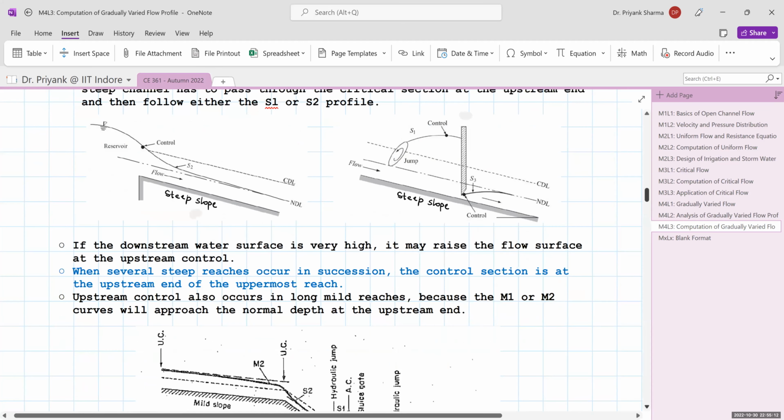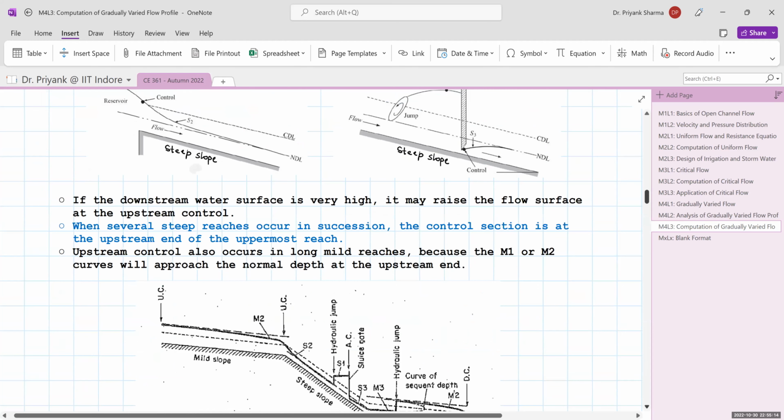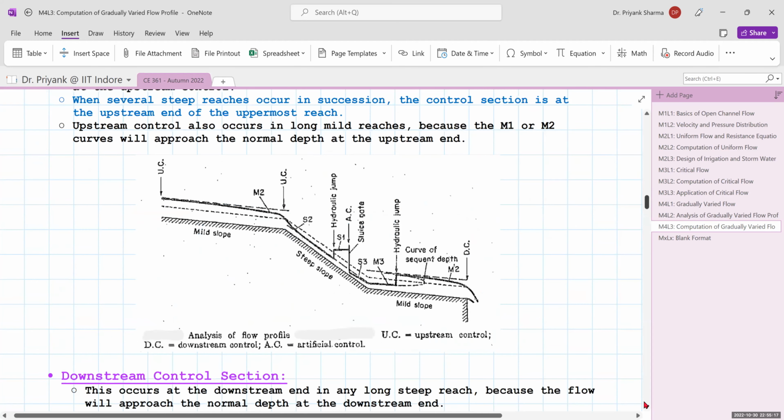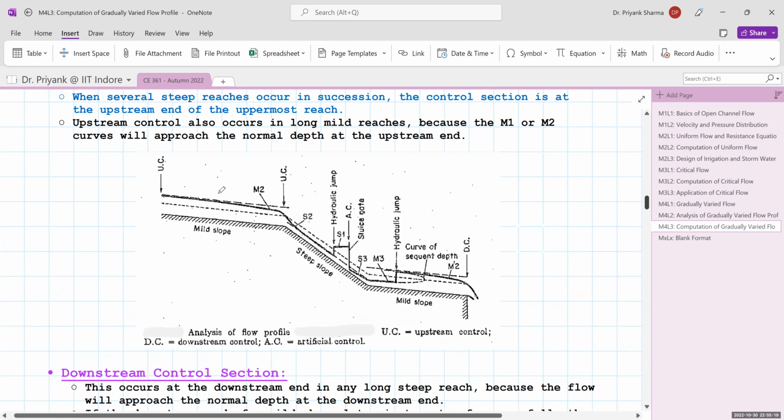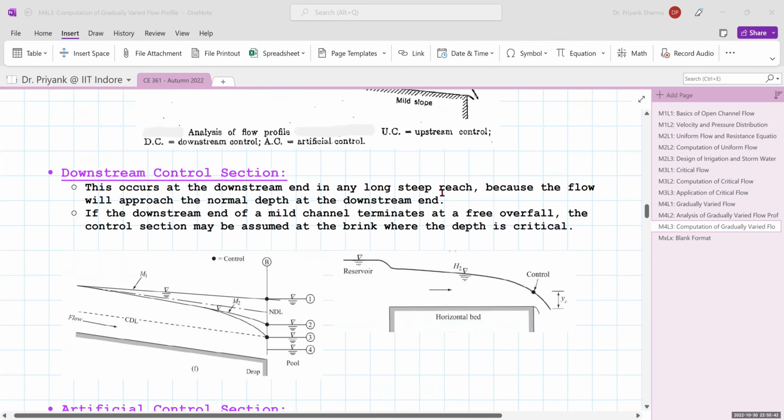So it is not only in the steep slope, but for a mild slope also there can be an upstream control. Here, you can see this is an M2 profile. In this case also there is an upstream control because it is a very long channel, and ultimately the depth will be approaching the normal depth at the upstream end. Okay. Now the next is a downstream control. This downstream control occurs in any long steep reach or steep slope channel because the flow will approach the normal depth at the downstream end.